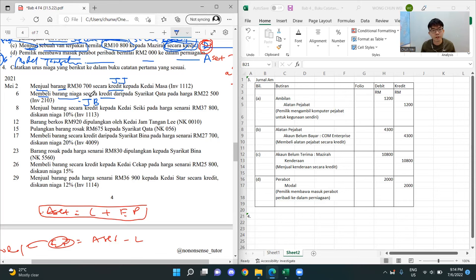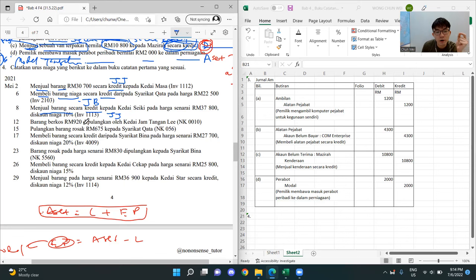Okay. So, next. May 8. Menjual, same thing, menjual barang secara kredit. So, jual barang niaga kredit. JJ, jurnal jualan. Very simple. Okay, number 12. Okay, be careful with this one.